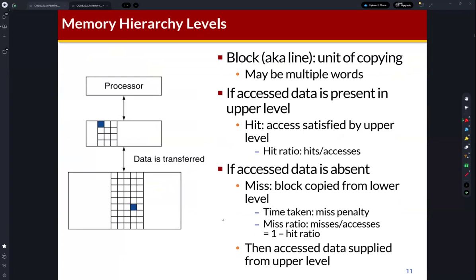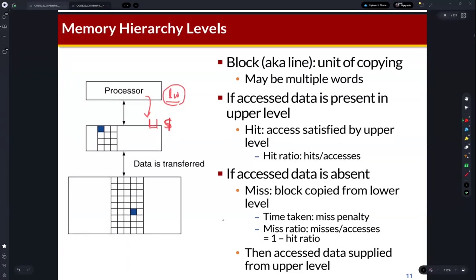Then what does that mean? When a memory instruction is executed, it works like this. The CPU first accesses the level 1 cache. For example, when a load instruction is executed by the CPU, we access the level 1 data cache.